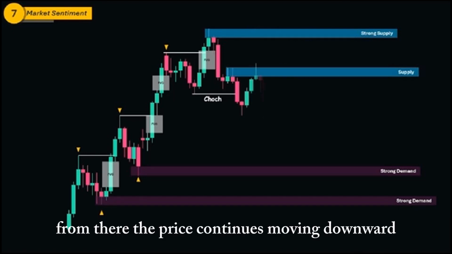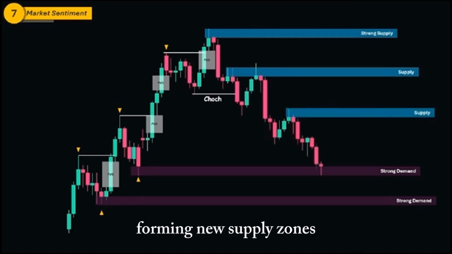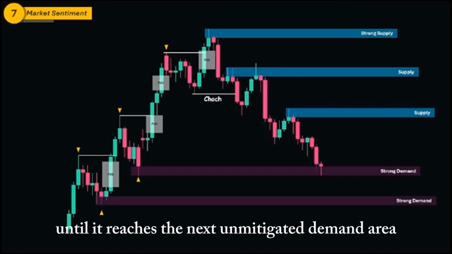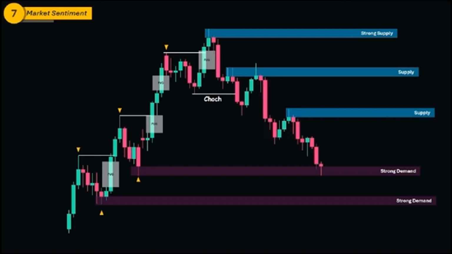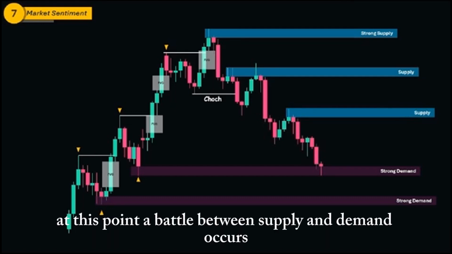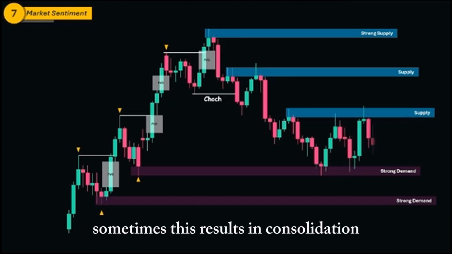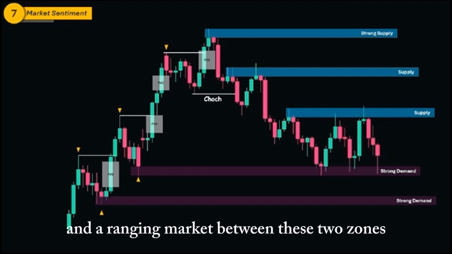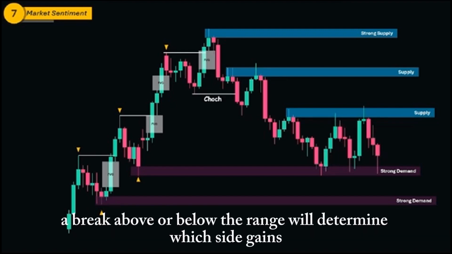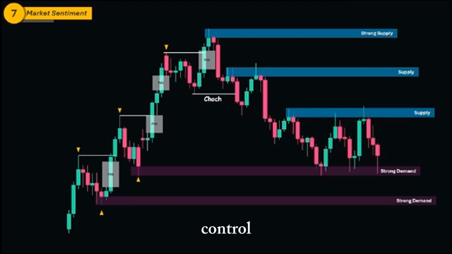From there, the price continues moving downward, forming new supply zones until it reaches the next unmitigated demand area. At this point, a battle between supply and demand occurs. Sometimes this results in consolidation and a ranging market between these two zones. A break above or below the range will determine which side gains control.